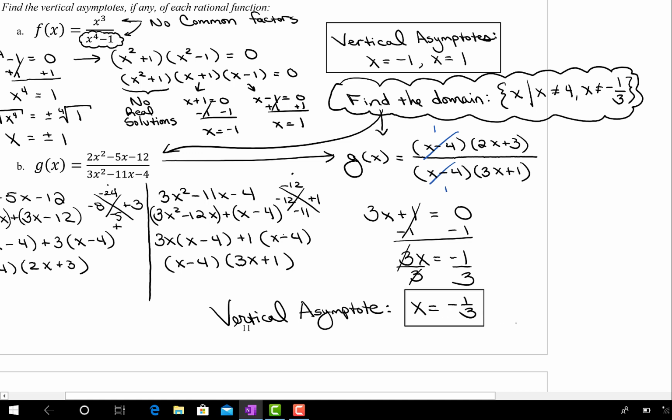I'm going to write a little note about what's happening at x equal to 4. We're going to be talking about this later on in future sections. But basically, we have something else occurring there. We have something that's called a hole. So at x equal to 4, we basically have a hole. It's like an open circle.